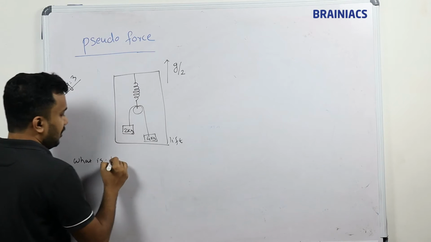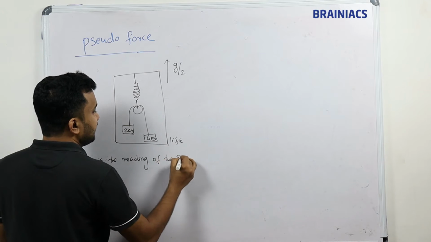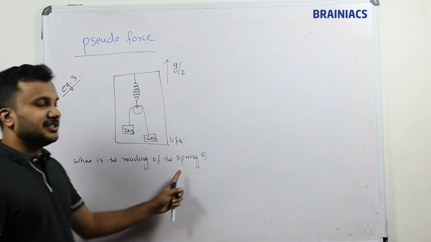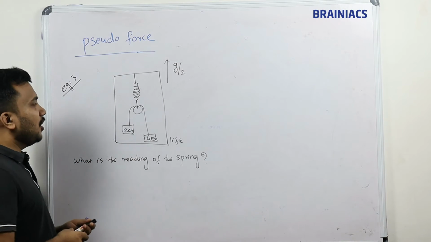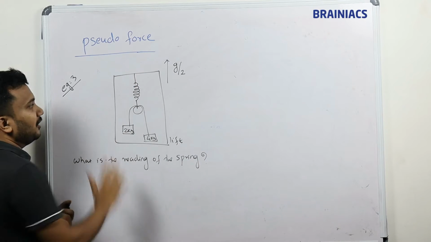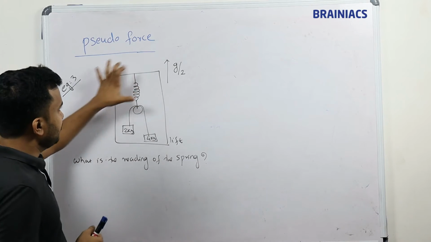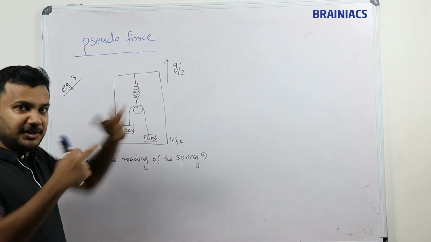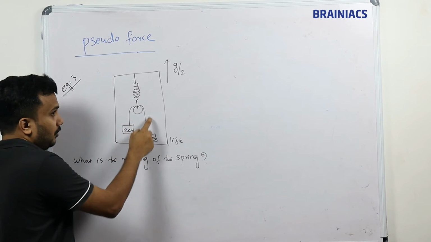The question is, what is the reading of the spring? Reading means a force, which is called a tension. Tension is acting over here. Now, normally, if the lift is not there, suppose this outer box, which is the lift, is not there, and the lift is moving with this placed within it, if you want to find out the tension here, what will you do?